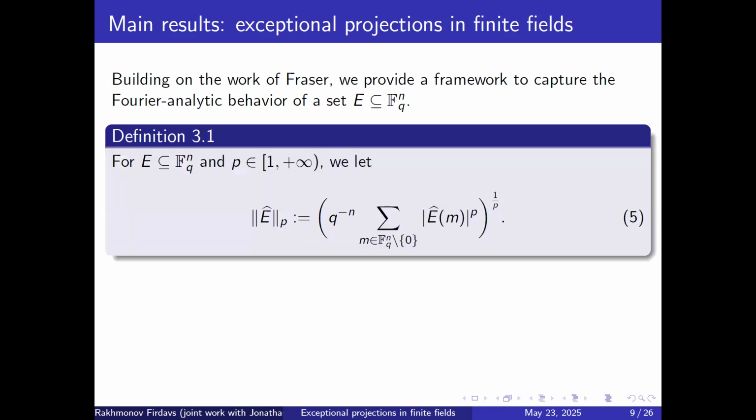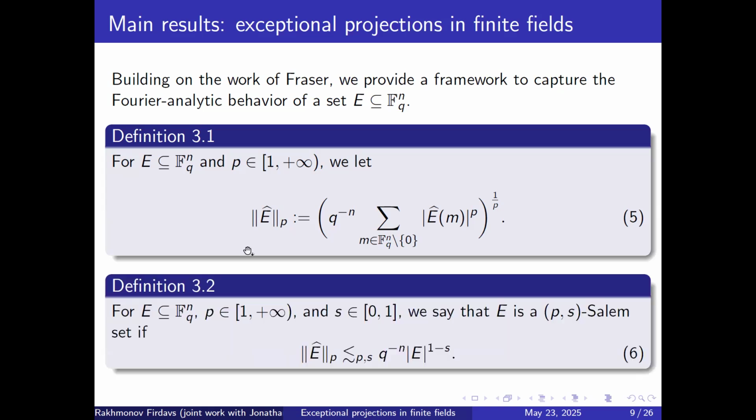First of all, we need to define the P norm of the Fourier transform. So if E is a subset and P is some number from 1 to infinity, the P norm is defined in this way. It's basically a normalized sum of non-trivial Fourier coefficients. Because of some technical reasons, we are going to exclude the trivial Fourier coefficient.